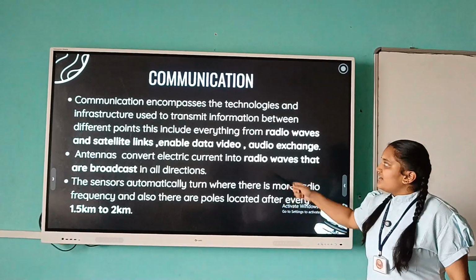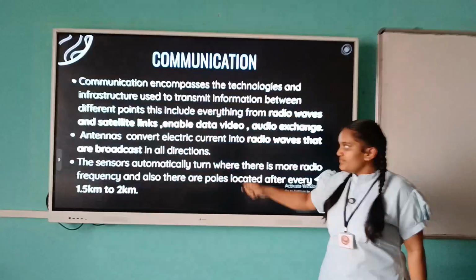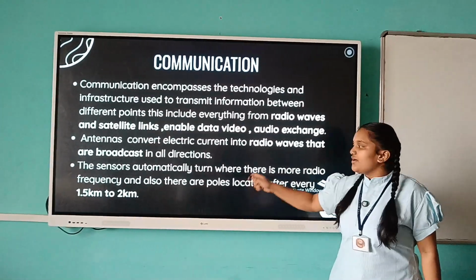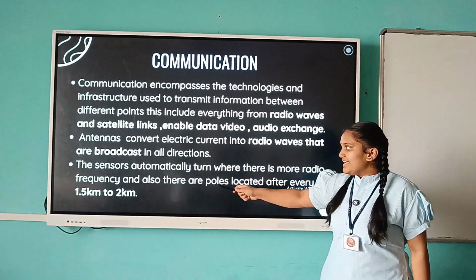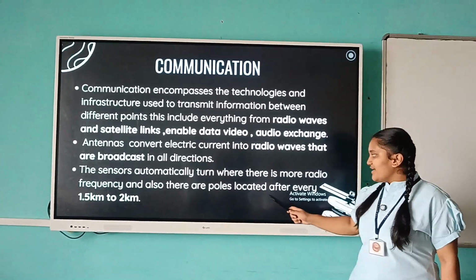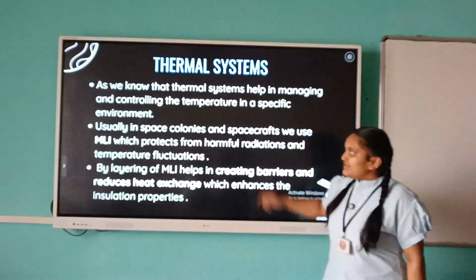Communication. In space, we rely on radio waves and satellite links. Antennas convert electric current into radio waves that are broadcast in all directions. The sensors automatically turn where there is more radio frequency, and also there are poles located after every 1.5 km to 2 kilometers.